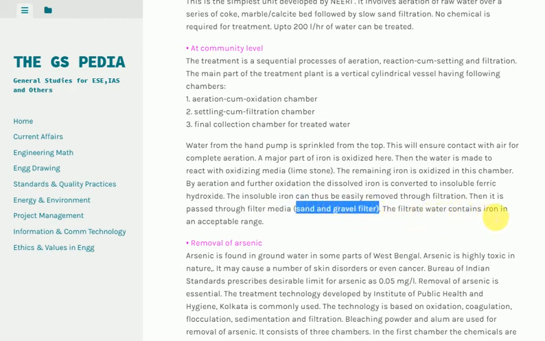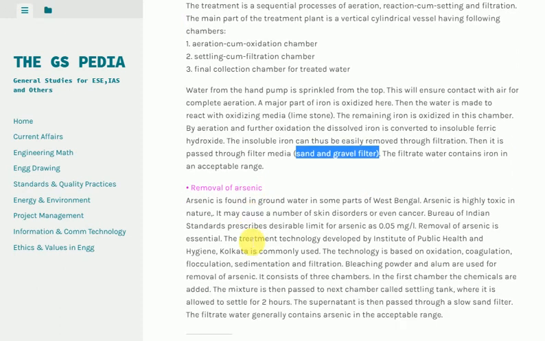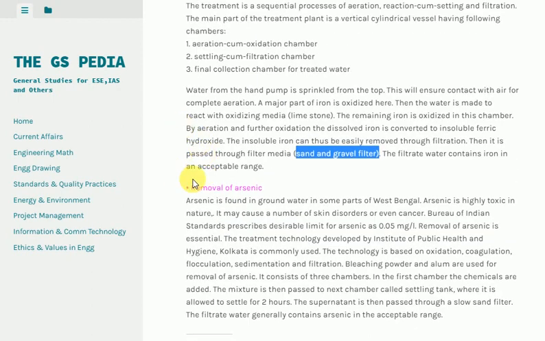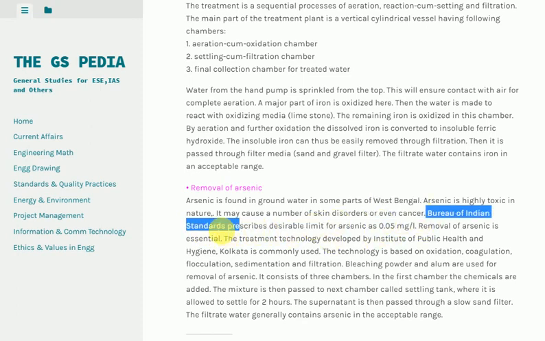Removal of arsenic. Arsenic is found in groundwater in some parts of West Bengal. Arsenic is highly toxic in nature. It may cause a number of skin disorders or even cancer. Bureau of Indian Standards prescribes the desirable limit for arsenic as 0.05 mg/L. Removal of arsenic is essential.